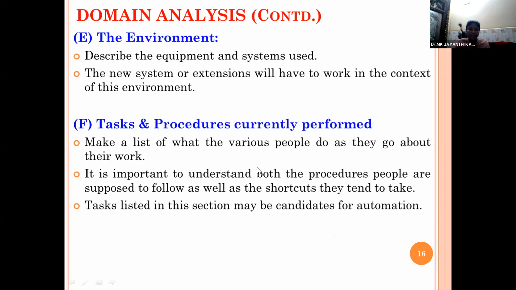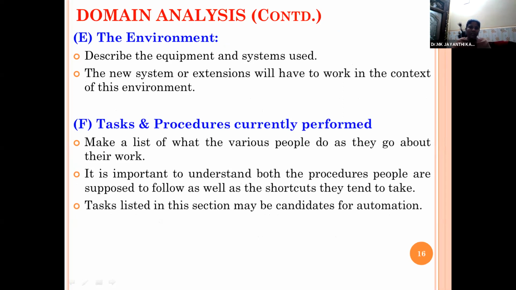Then in the domain analysis, the environment is the hospital environment in the case of a medical diagnosis project. So they describe the equipment and systems used in the domain, and new systems and extensions will have to work in the context of the environment. So the various instruments, people, and the environment, the place where it is going to be used, everything should be specified in the environment, and the tasks and procedures currently performed.